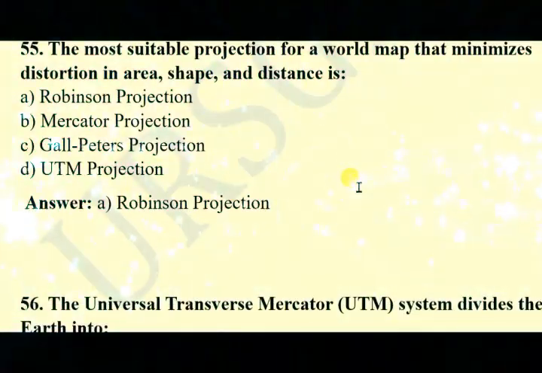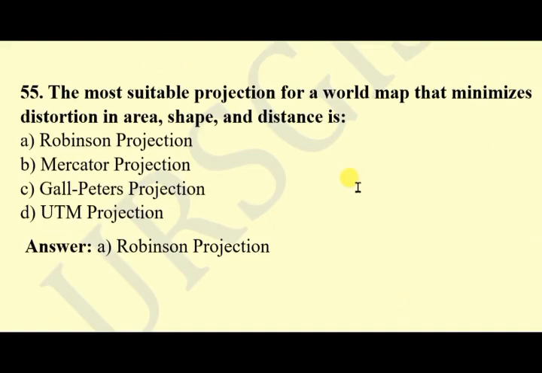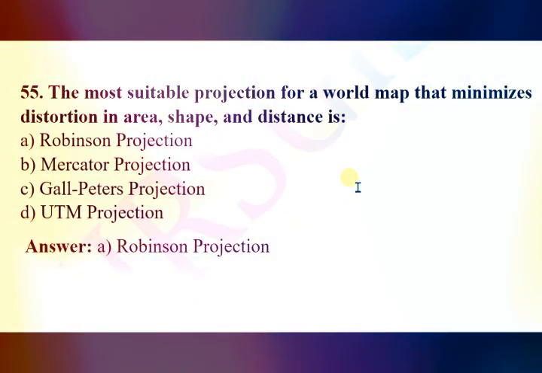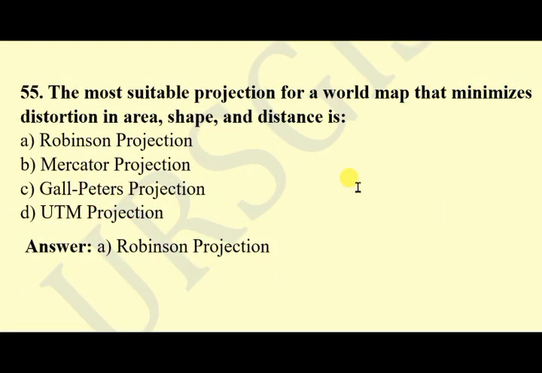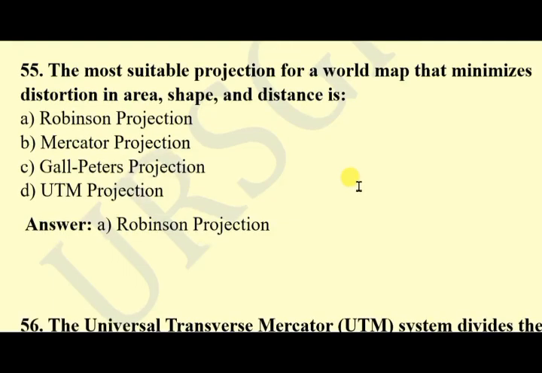Question number 55. The most suitable projection for a world map that minimizes distortion in area, shape and distance is Robinson projection, Mercator projection, Gall-Peters projection, UTM projection. Here the right answer will be Robinson projection.